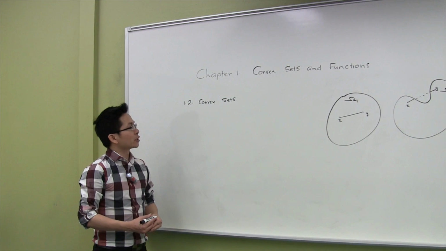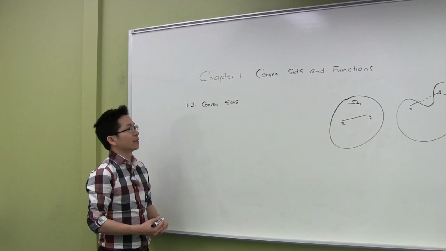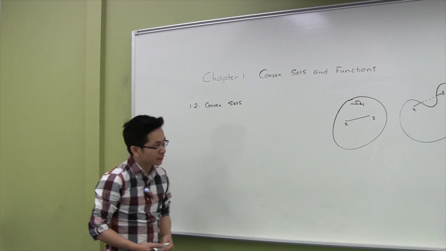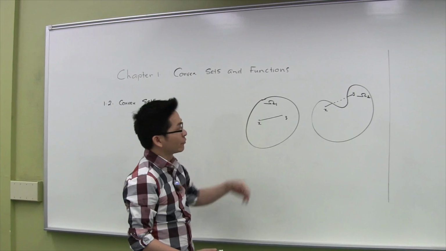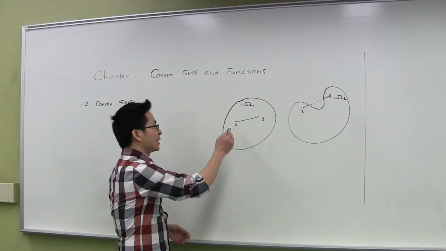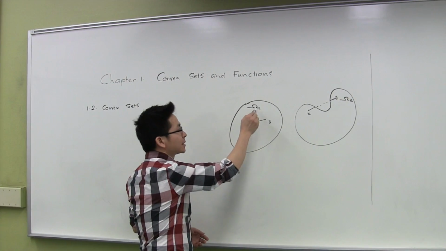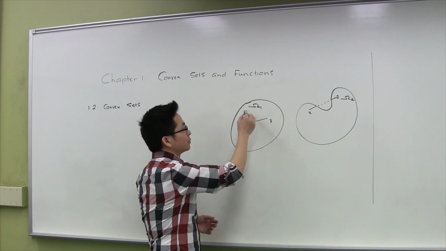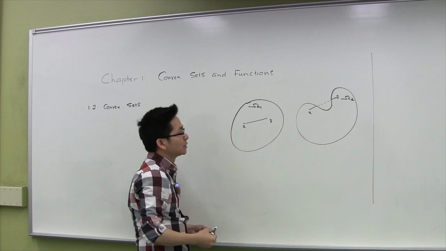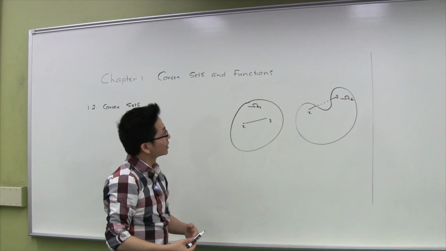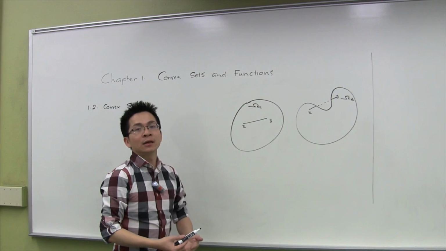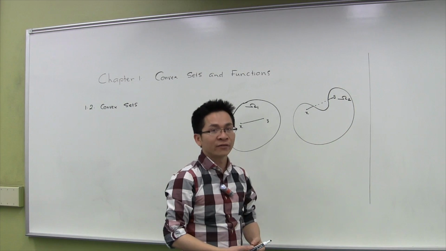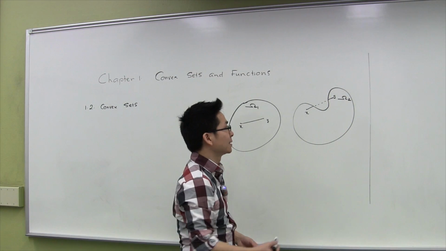In this section, I'm going to talk about the definition and basic properties of convex sets in Rn. In this figure, we see the following property. For any x and y in this set, the line segment connecting x and y belongs to this set. And intuitively, omega 1 here is a convex set, while this set omega 2 is non-convex because of the following reason.